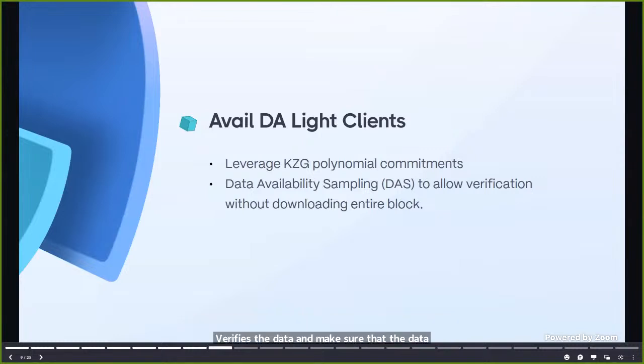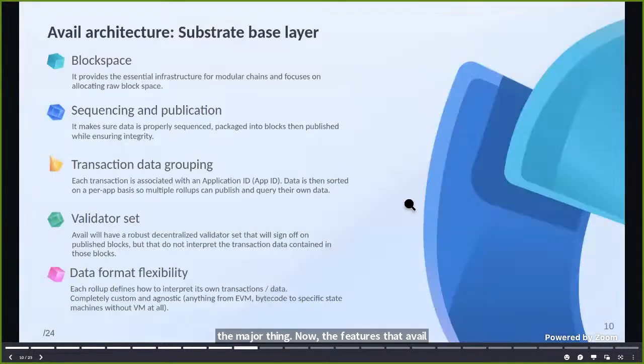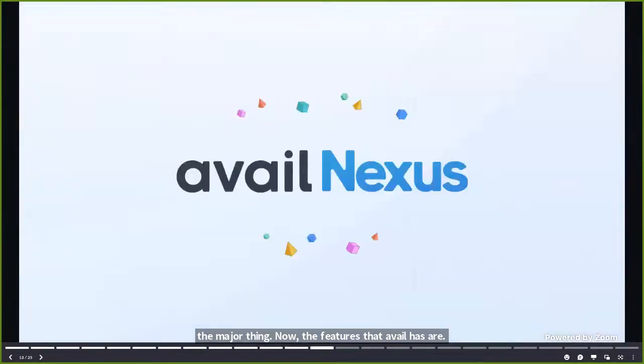A lot of people think that AvailDA, or any DA, is data storage. It is not. There's a big difference between data storage and data availability. For data storage, think of IPFS, Lighthouse, and similar ideas. Data availability ensures that the data is available for nodes to sync or take whenever needed. That is the major thing. Now, the features that AvailDA has are, let me see if it's ticket, no.